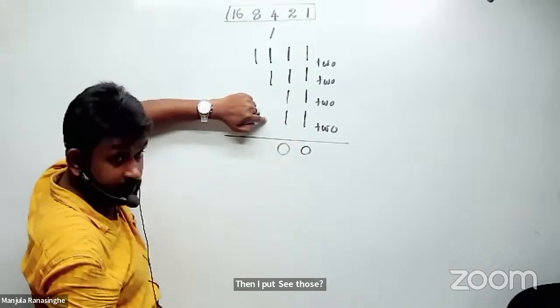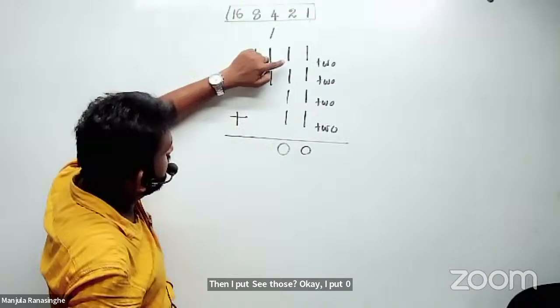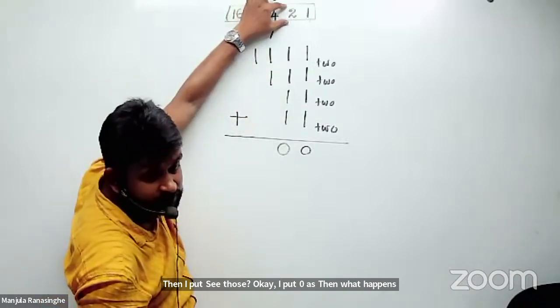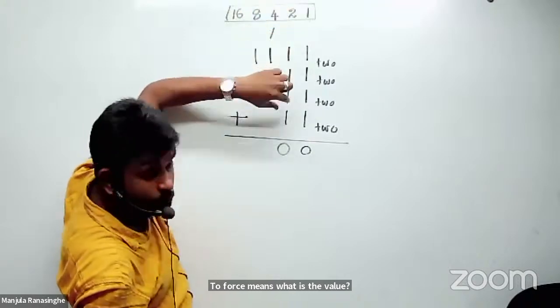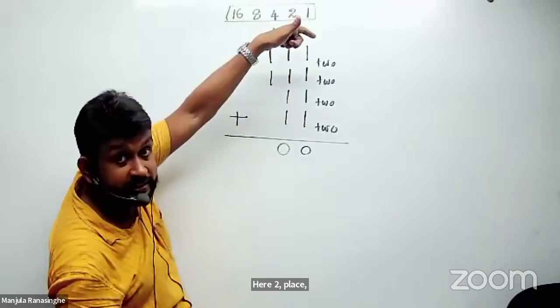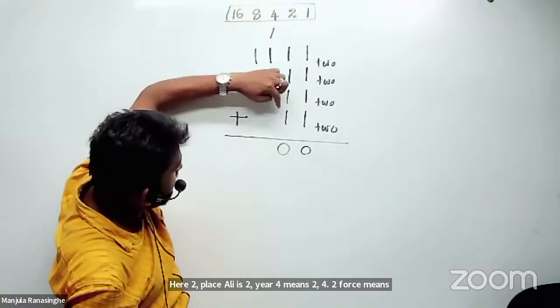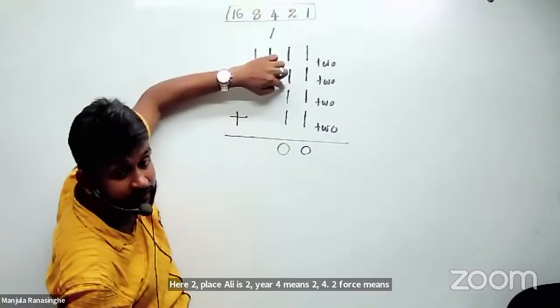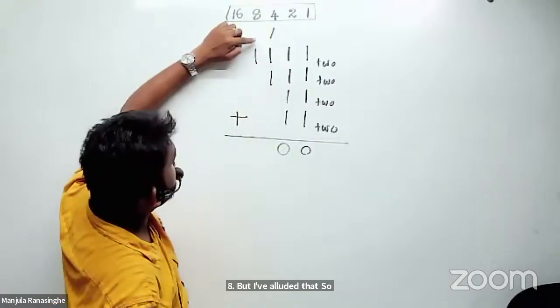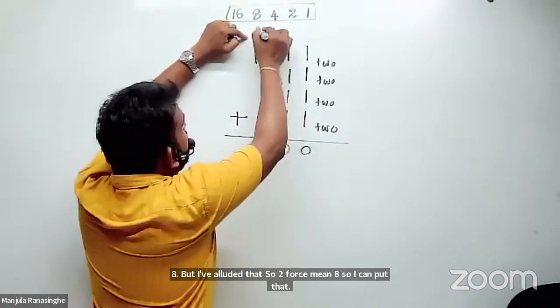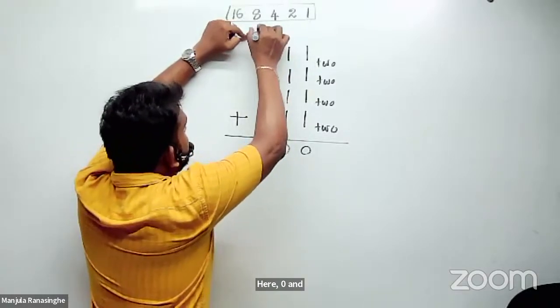Okay, I put zeros. Then what happens? 2 fours, what is the value? Here the place value is 2. Here 4 means 2 fours. 2 fours means 8. 2 fours means here four is four of the twos. So 2 fours mean 8. So I can put 0 here and for the 8 part, 1.